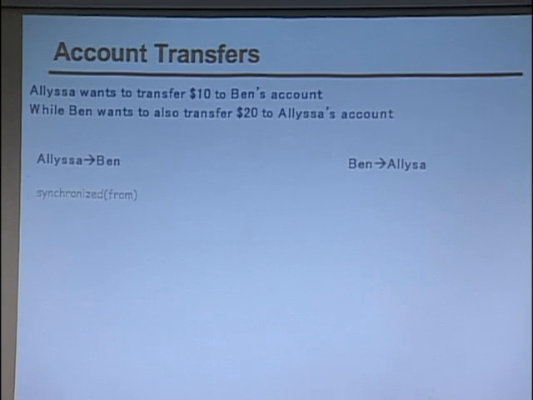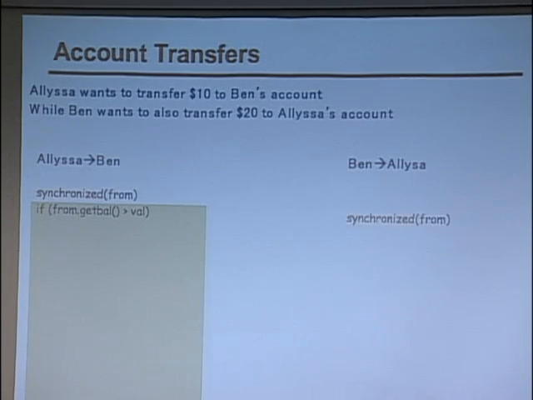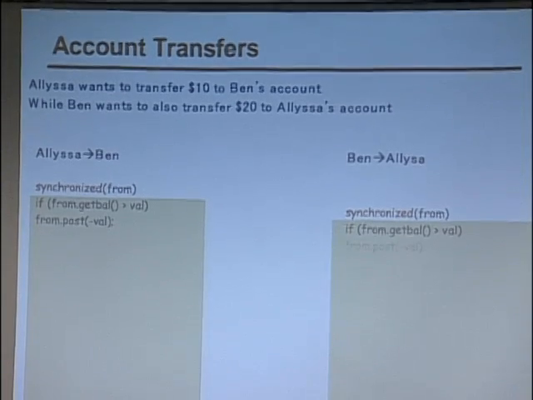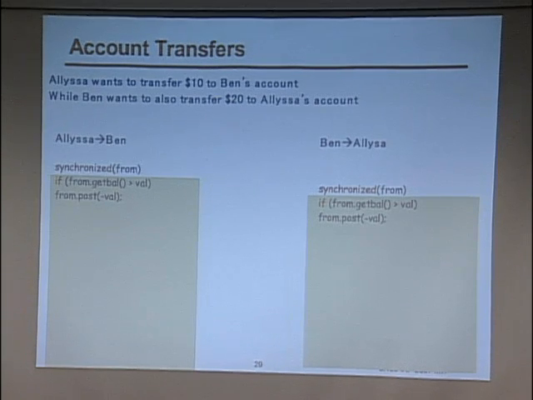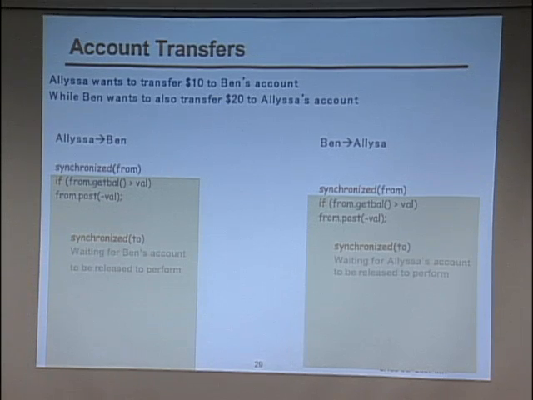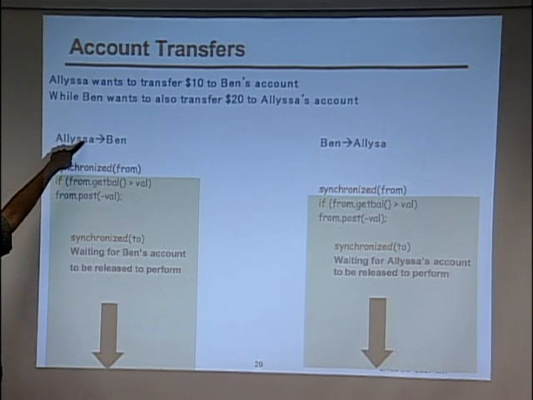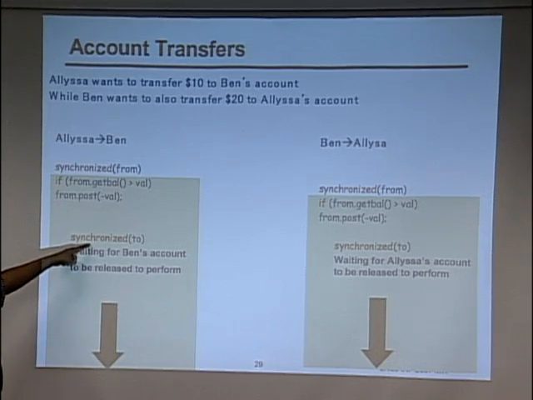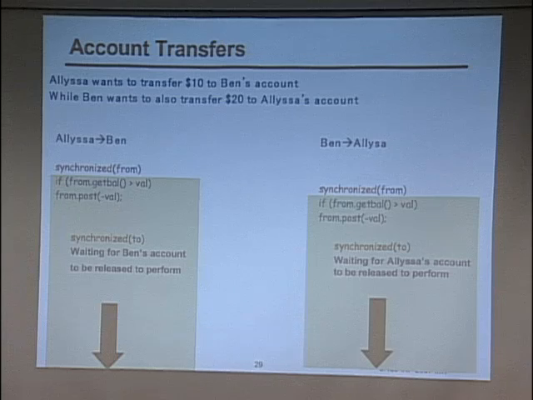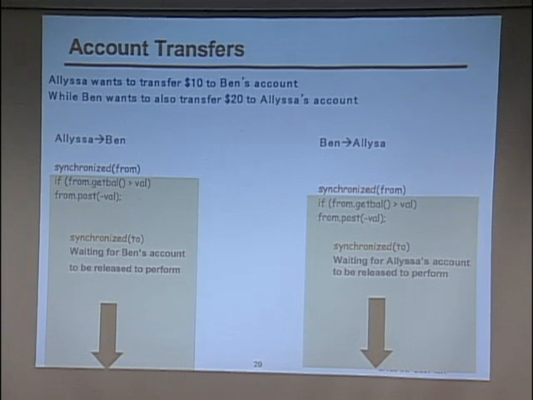Let's see what happens. Assume Elisa wants to transfer 10 to Ben's account, and Ben wants to transfer 20 to Elisa's account. One goes, gets the value, and synchronizes the to account. Now in from, I am holding Elisa's account, and the other is holding Ben's account. Inside, I want to synchronize on Ben's account, so I have to wait till it is released, and he says he wants to wait till Elisa's is released, and nobody's going to release, and you're hung. You are in what you call a deadlock situation. That's a deadlock.